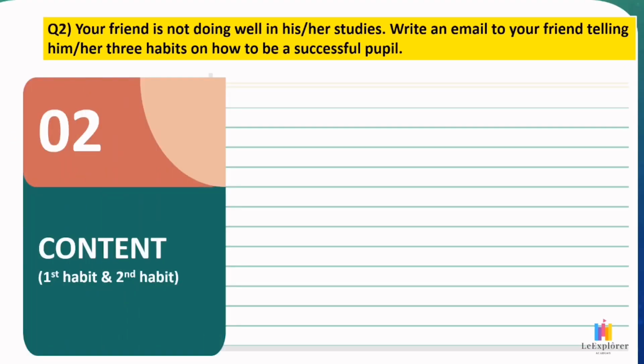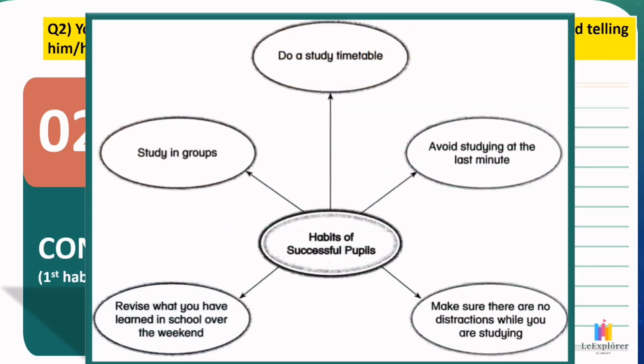Paragraph 2 is the content. Okay, so 它的内容. So what are you going to write in the content? To read the question again, it says tell him or her three habits on how to be a successful pupil. So you're going to choose three habits.